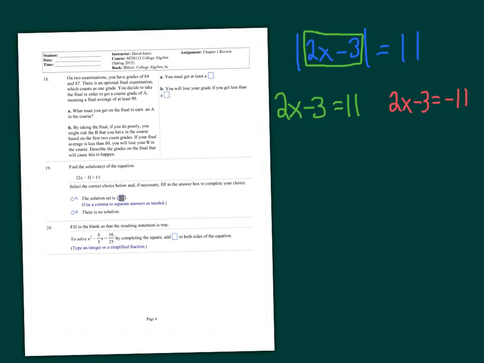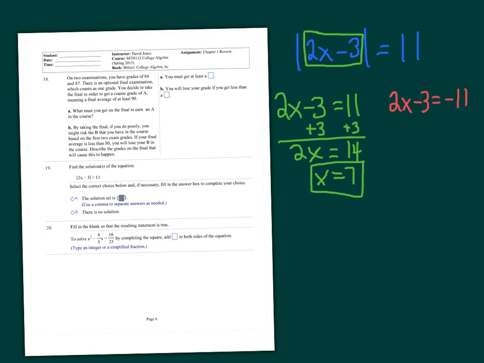So if we do a little bit of work to get x by itself, add 3 to both sides. Bring down your equal sign. We've got 2x equals 14. Divide both sides by 2. And you get x equals 7. Okay, if we plug 7 in, we get 14 minus 3, which is 11, so that works.